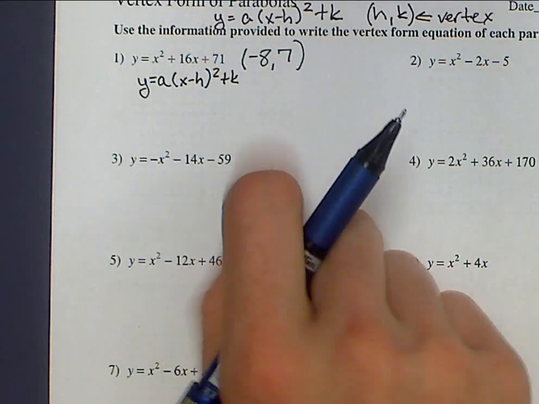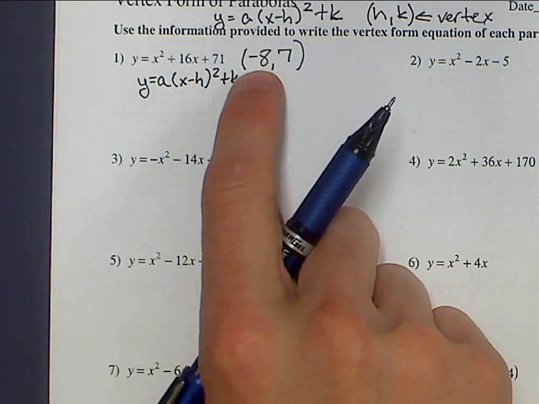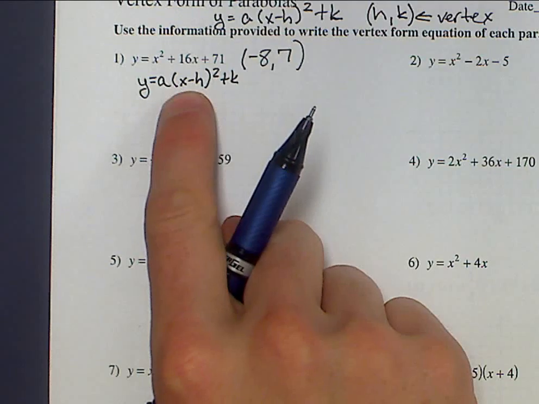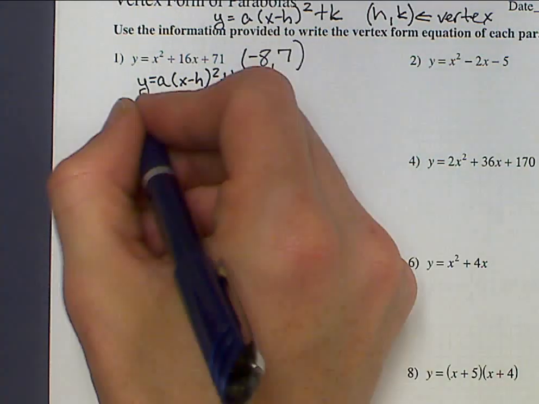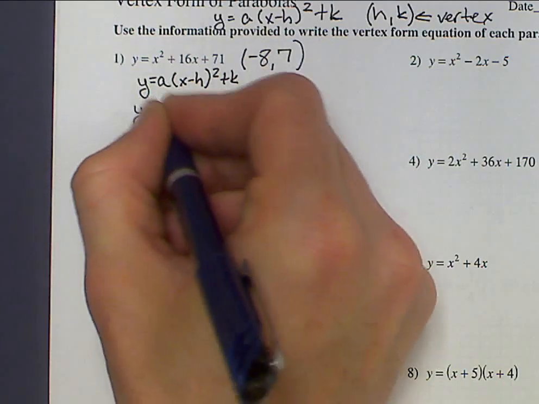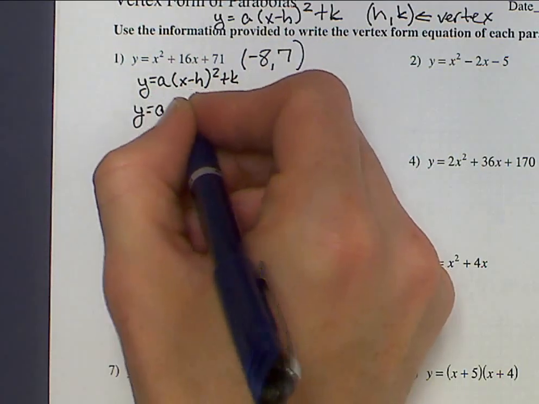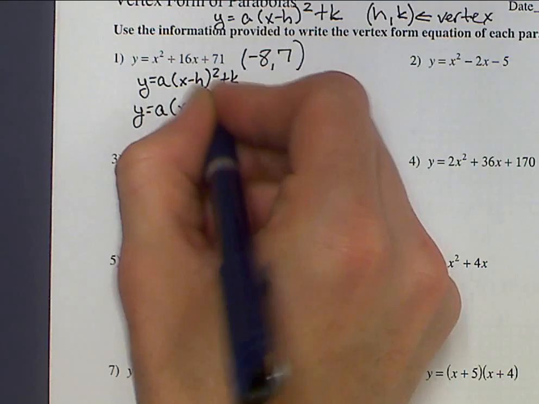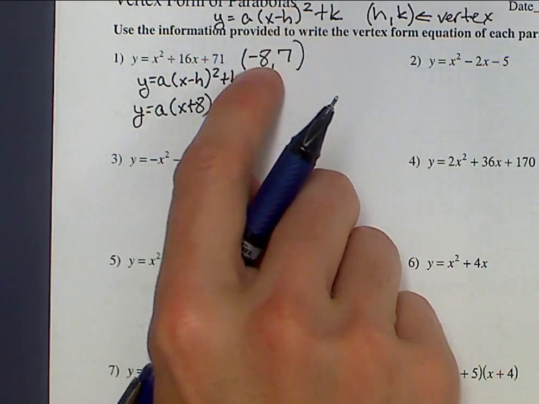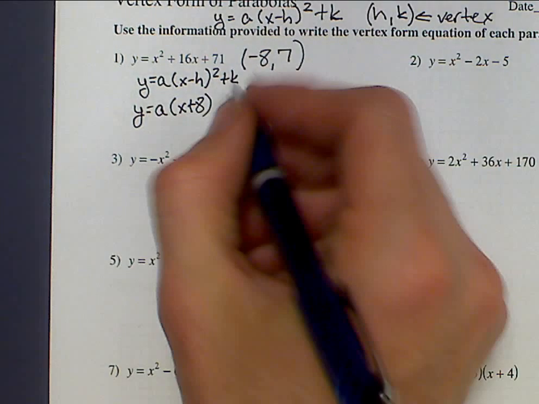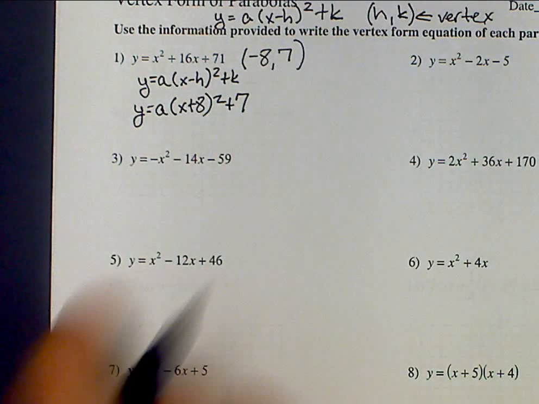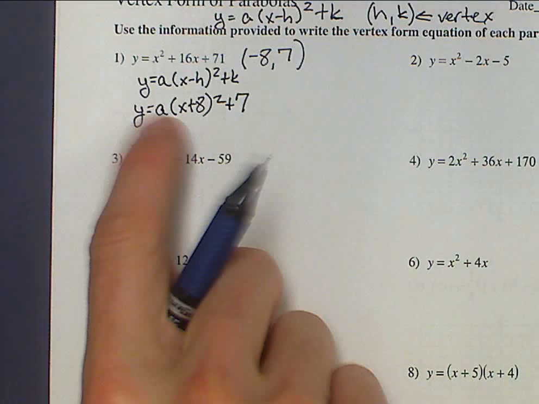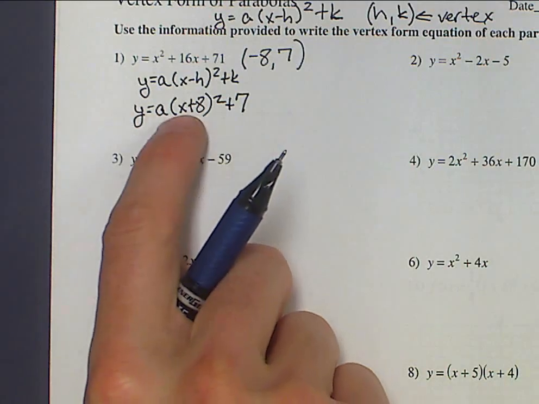Okay, and I know that this is my h value, which is inside the parentheses. And since I'm subtracting away a negative, it will become adding a positive. So a times x plus 8, because it was a negative. If that's a positive, I would keep the subtraction sign, squared plus 7. Now we have a y, an a, and an x value that we still have not found.